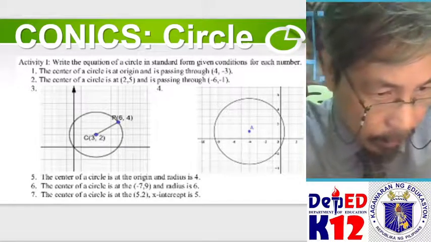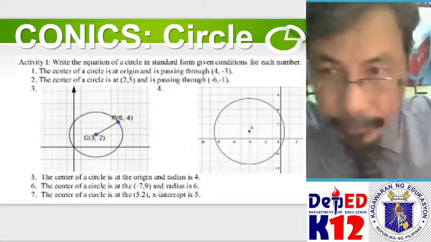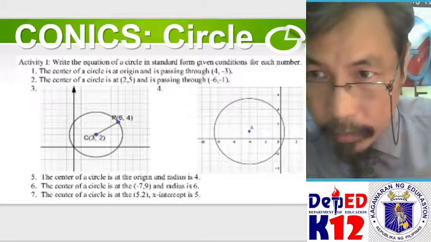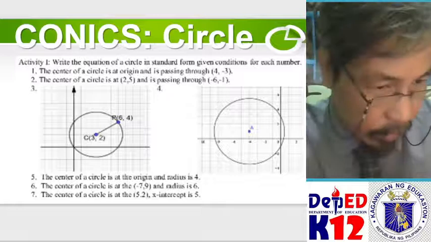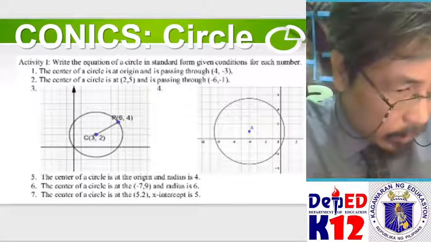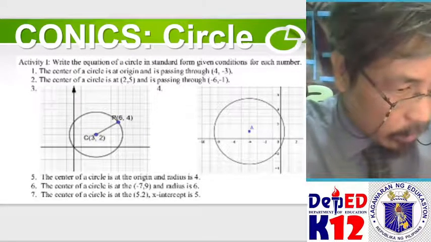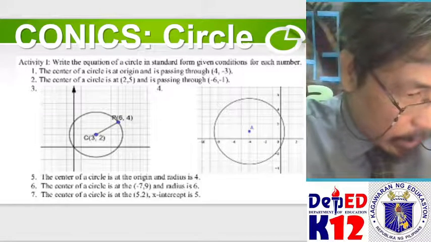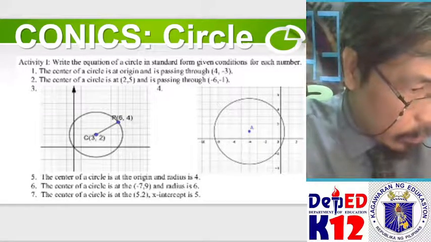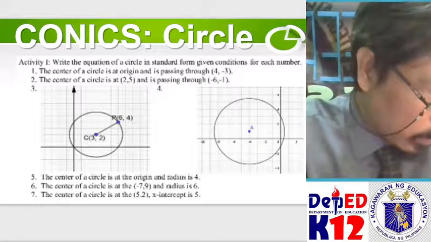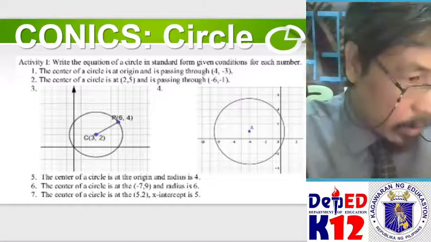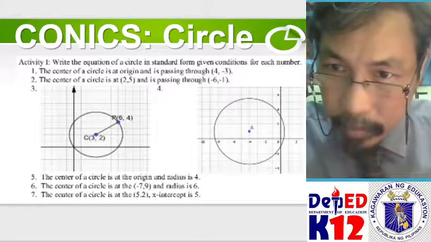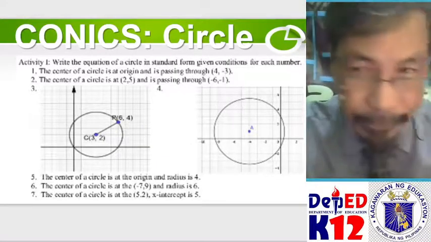So we have problem number 1. The center of a circle is at the origin. What is the origin? The center, H and K. So H and K is equal to the center (0, 0). Why? Because the origin is at (0, 0). That is the origin.